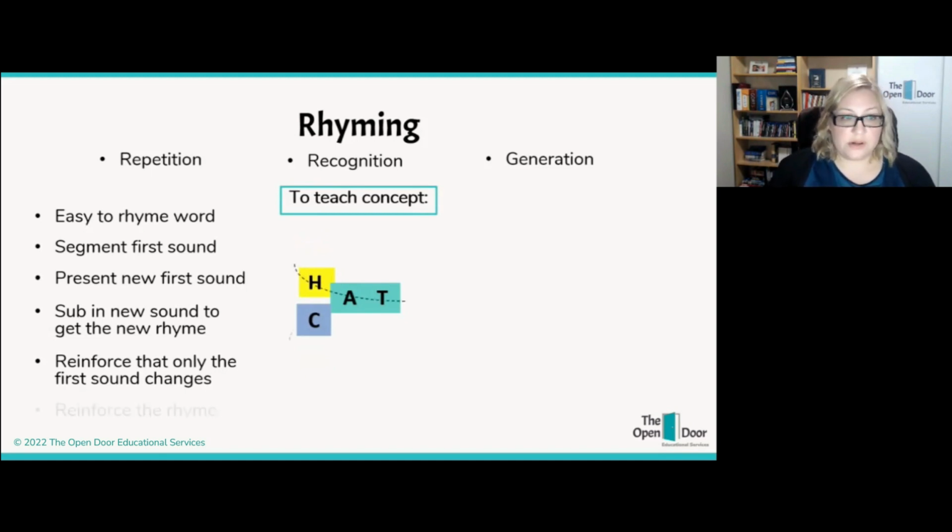And then you would reinforce that that's a rhyme. Hat, therefore, rhymes with cat. However, the additional thing that we're going to need to do is remember with our students working on those phonological phonemic awareness skills, we don't want the letters because then students can use pattern recognition and visually be able to see where a rhyme is just based on the letters. We need to work on their auditory ability to recognize and generate rhymes.